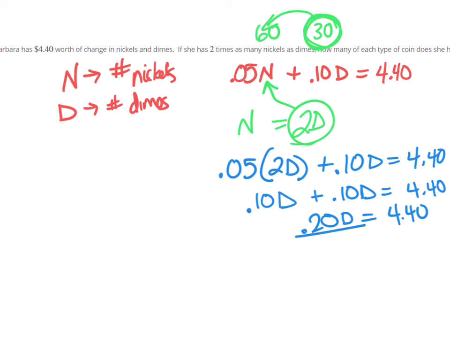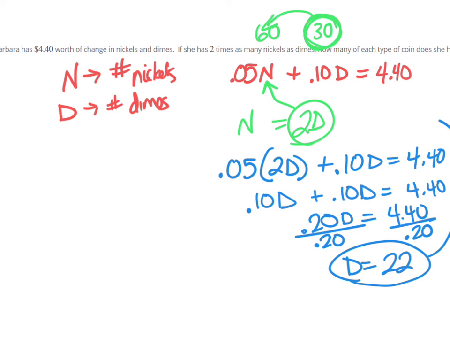And then I'm going to divide by 20 cents. And the number of dimes, let's see, 20 cents would go in there 22 times. So that means I have 22 dimes. To find out how many nickels, I can plug it into either of those other equations. I suppose it would be simplest to plug it in right there. So I have twice as many nickels. So the number of nickels I would have would be 44.